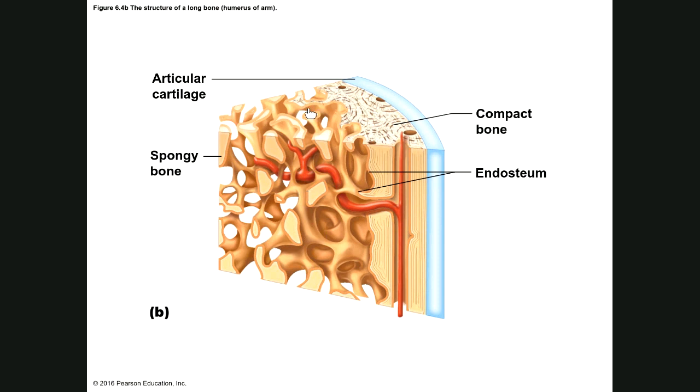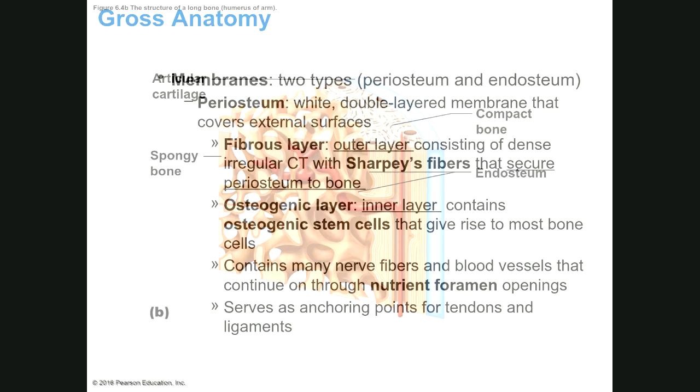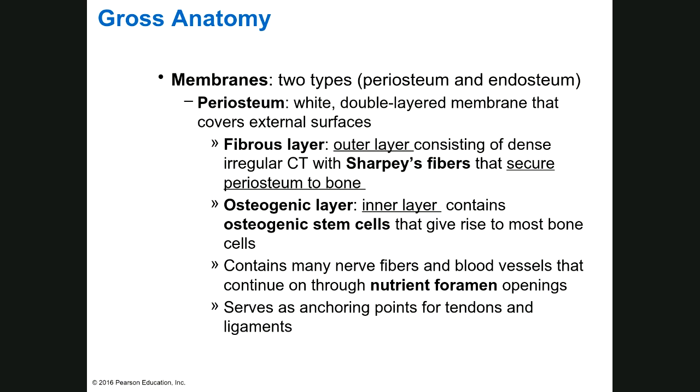You can get anything anywhere it needs to go in bone because we have a very complex, intricate network of travel that can happen through all of the trabeculae in spongy bone. Okay, so back to the membranes. Remember I mentioned that there's a periosteum and an endosteum. We're going to detail that out just a little bit here.